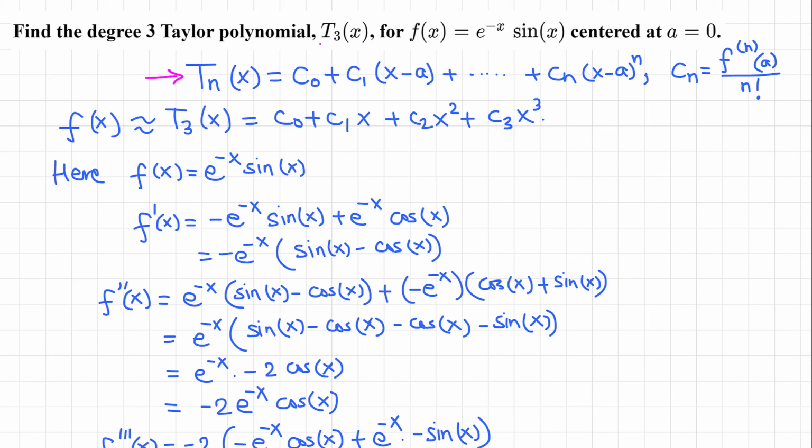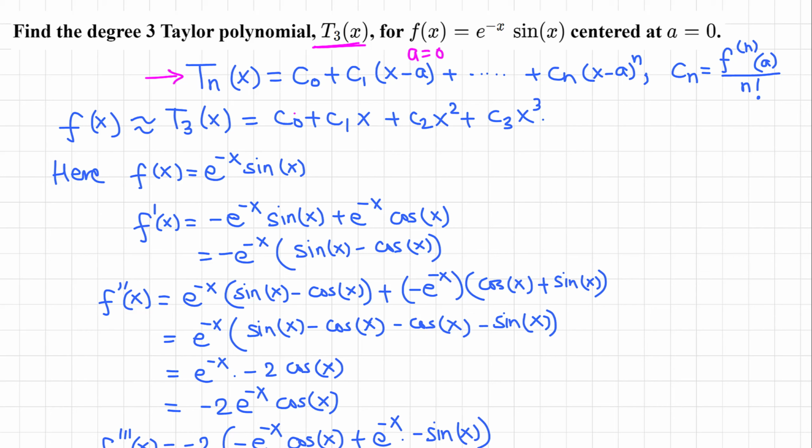So in our case, we are asked to find T3. This function will be approximated by T3, where we only write up to x cubed. And by the way, the center a is 0 in our case. So this is c0 plus c1x plus c2x squared plus c3x cubed. Degree 3, so we went all the way to 3. Degree 2 means we would stop here, c0 plus c1x plus c2x squared.